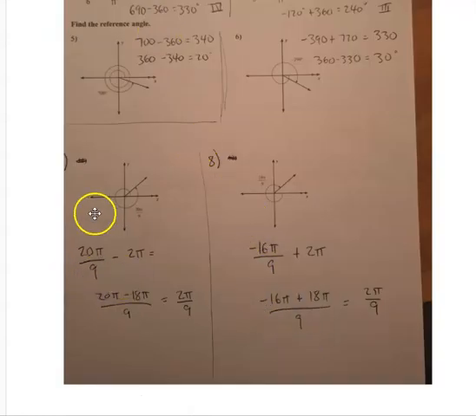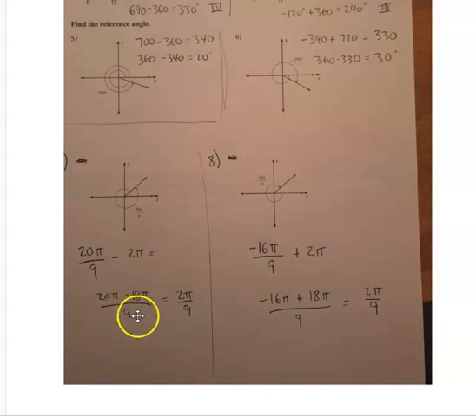So 20 pi over 9, just by the picture, you notice it is something greater than 360. So I would subtract 2 pi. If you change 20 pi over 9 into degrees, that's 400 degrees. And if you subtract 2 pi, that means we're subtracting 18 pi over 9, because when you subtract or add things with unlike denominators, you have to make them have the same denominator. 9 times 2 is 18.